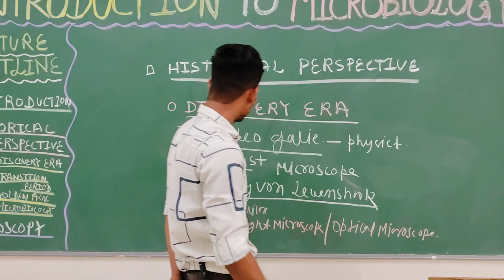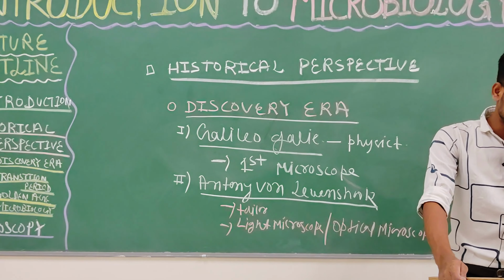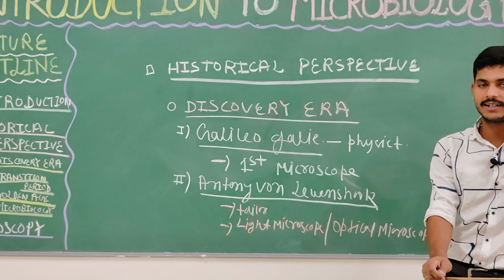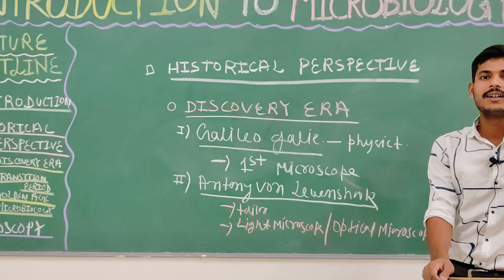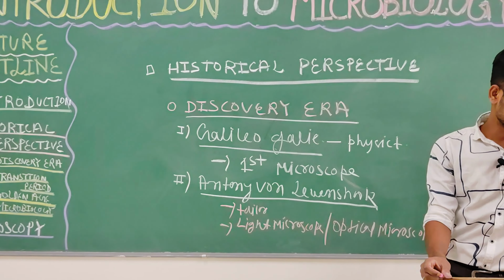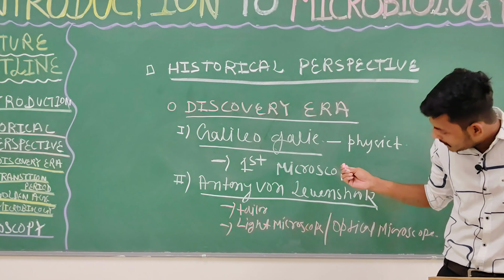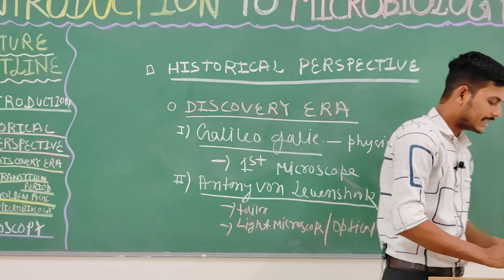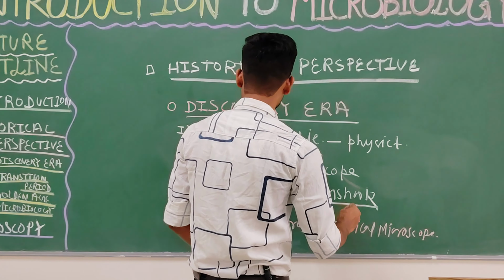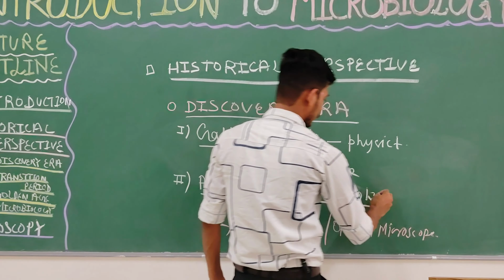So it is Antony von Leeuwenhoek who discovered the first microbial life, that there is an existence of microbes. Understood? He studied many bacteria, yeast, and protozoa. By this contribution, he is referred to as the father of microscopy. You should put a star mark and write it down. He is called the father of microscopy.